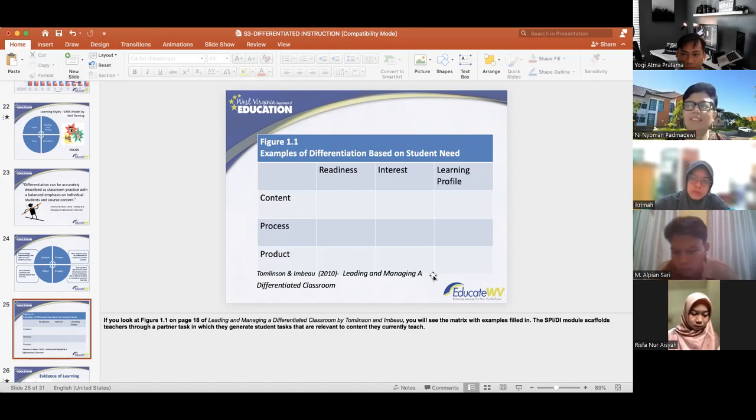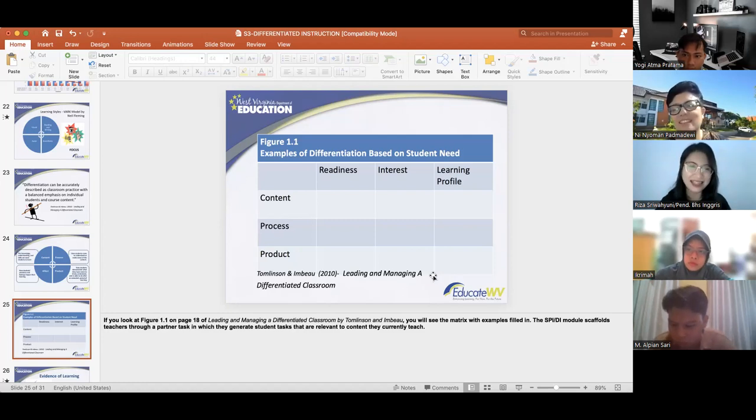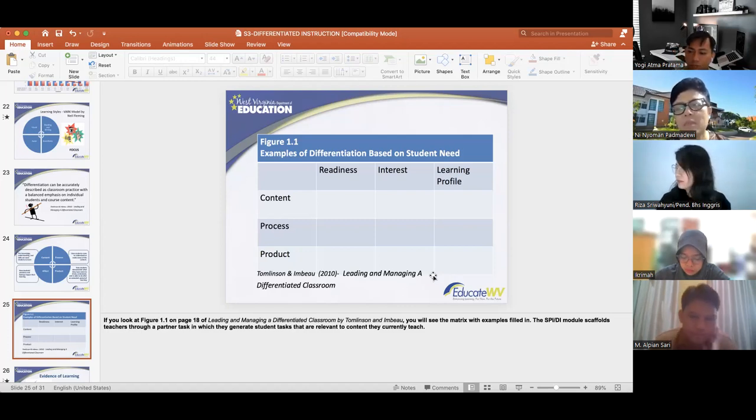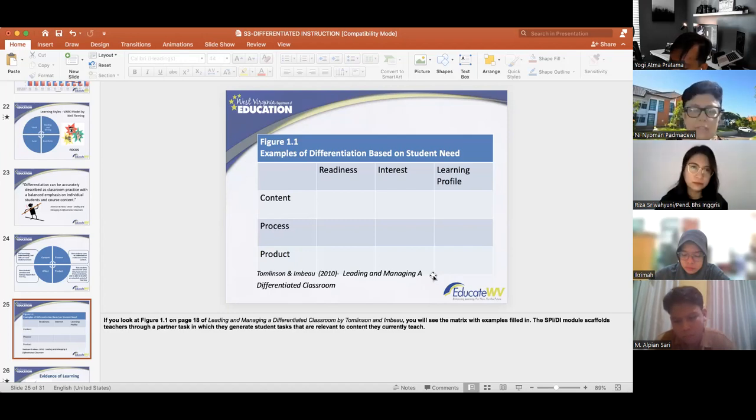Do you think? Yes. Compare with what you are doing and what the teachers are doing at the moment. Very complicated, right? So that's why if you want to do differentiated instruction, you have to be ready with this one.